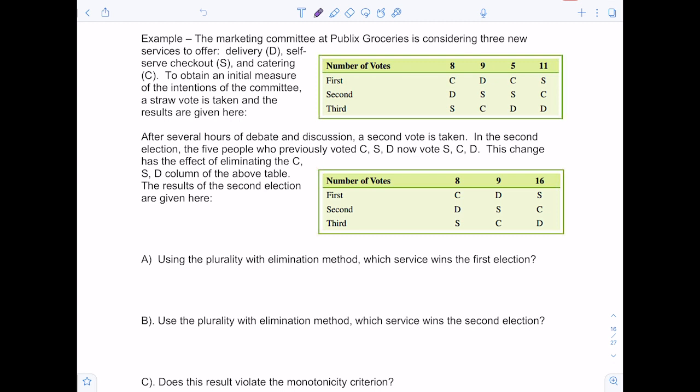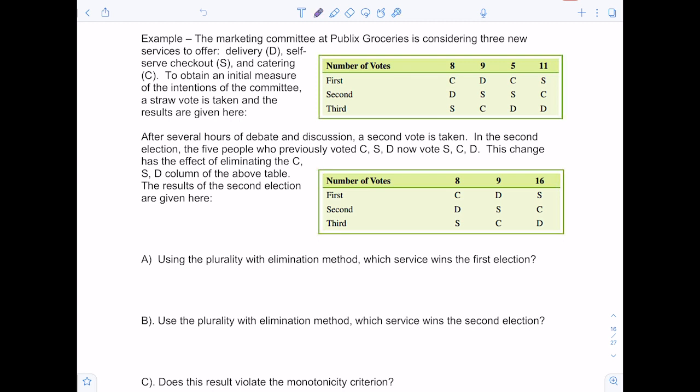In the second election, the 5 people who previously voted CSD now vote SCD. C is catering, S is self-checkout, and D is delivery. So now it's self-checkout for first place, then catering for second, and then delivery for third. This change has the effect of eliminating the CSD column. So that column is going to go away, and those 5 people that originally voted in that order, we're going to add over to this column. That's where we get 16 now in favor of self-checkout first, catering second, and delivery third. In letter A, using the plurality with elimination method, which service wins the first election?